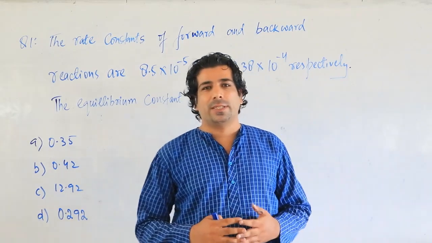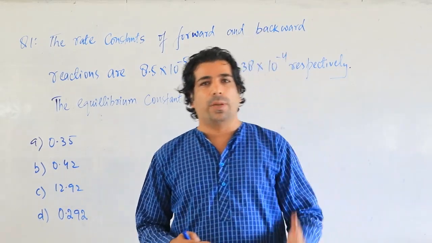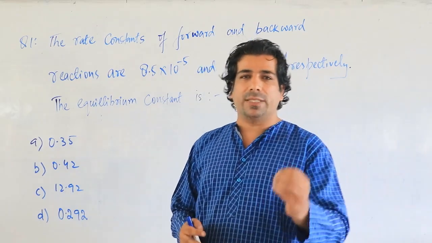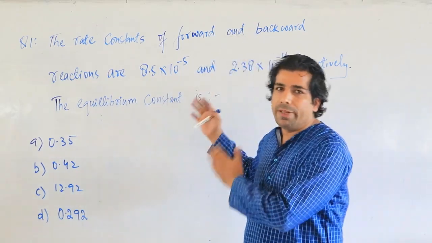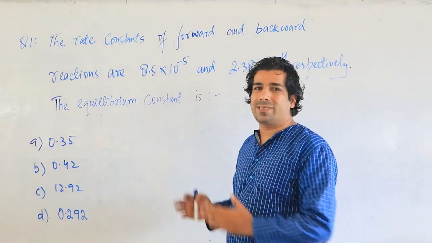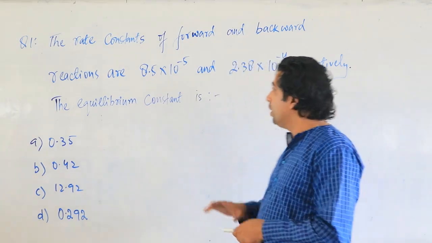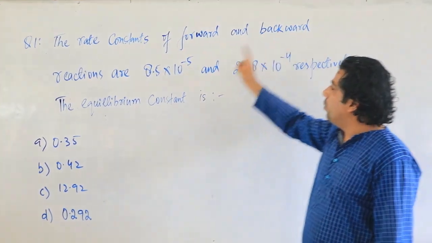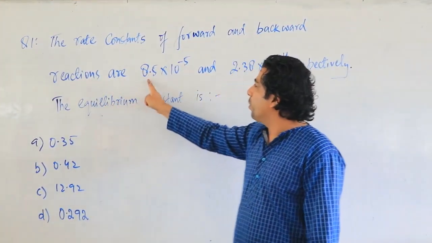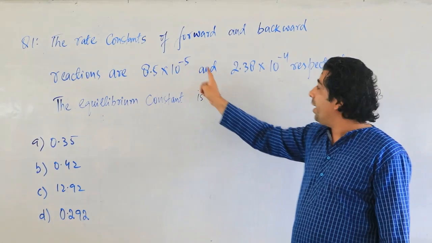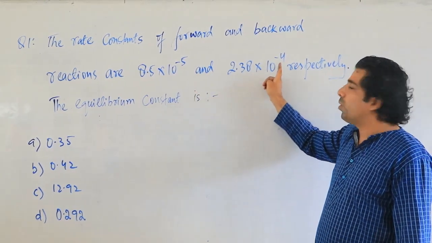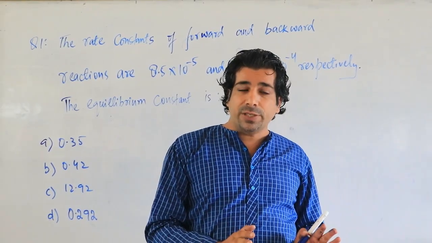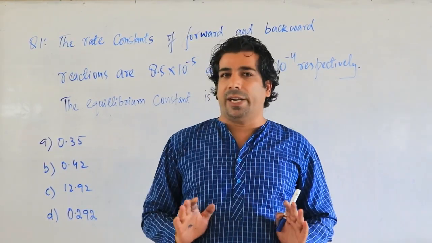So, dear friends, let us start with some problems on equilibrium. Whatever you have read till now, we will be doing some problems based on that. Have a look. The rate constants for forward and backward reactions are 8.5 into 10 to the power minus 5 and 2.38 into 10 to the power minus 4.